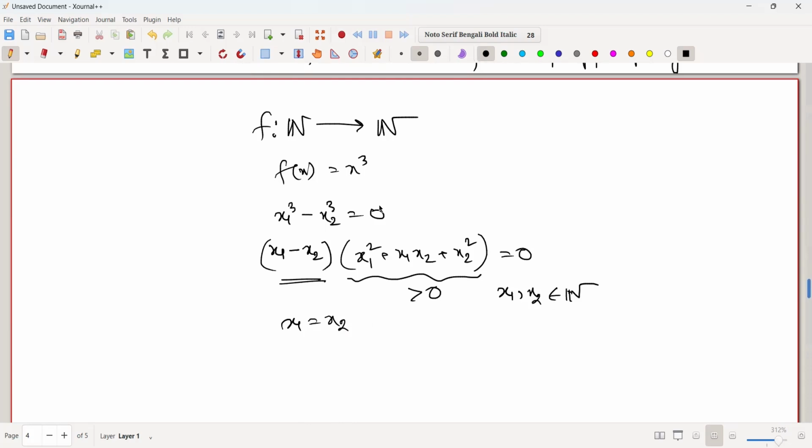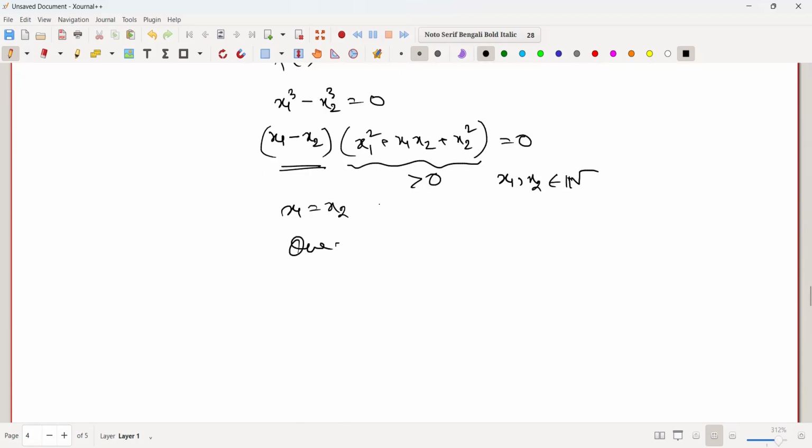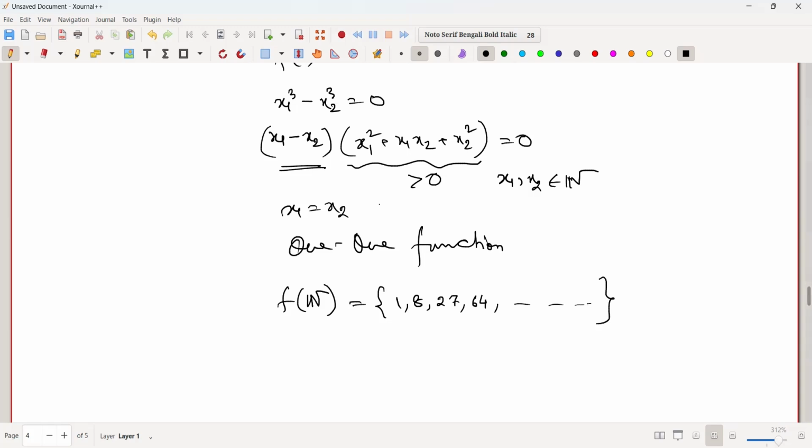Again, this function is one-one. And for ontoness, the image f(N) is the set {1, 8, 27, 64, ...}, which is a proper subset of N. So f is not onto.